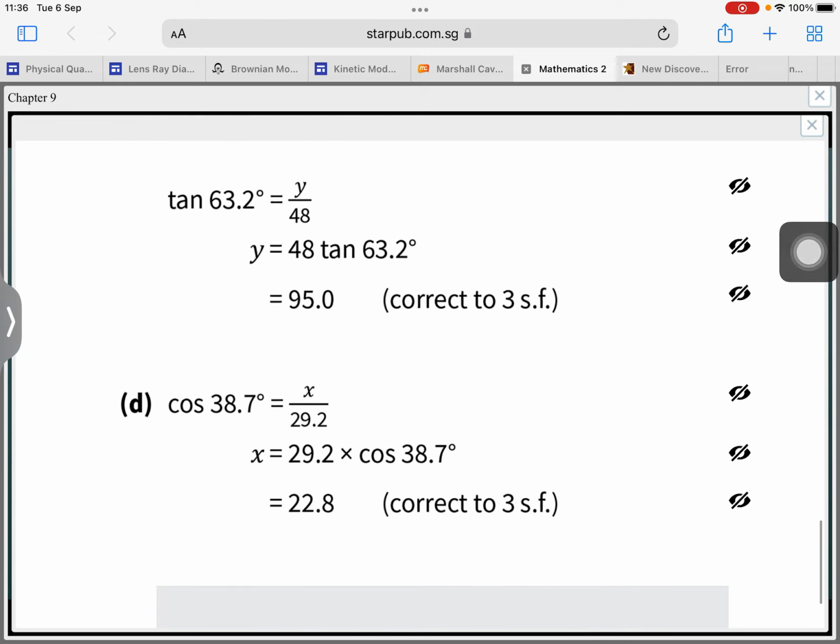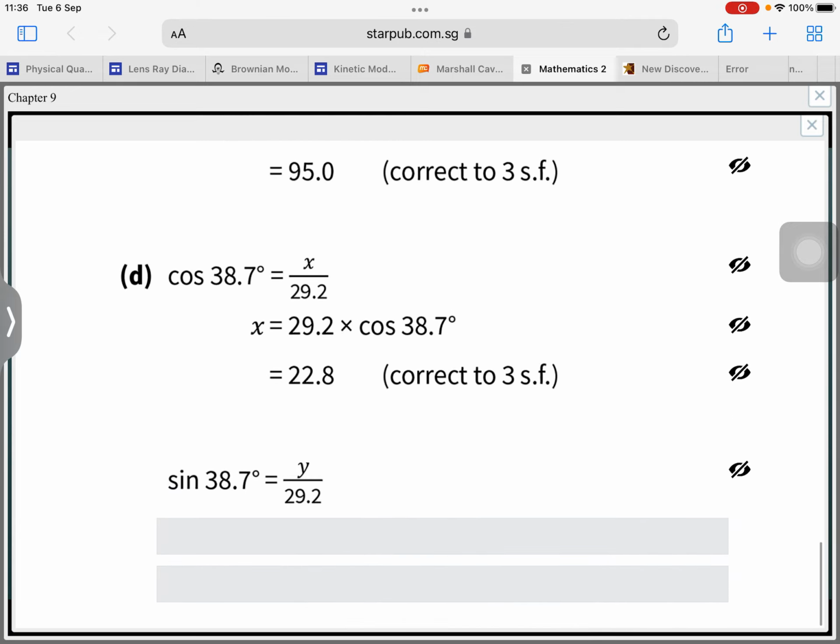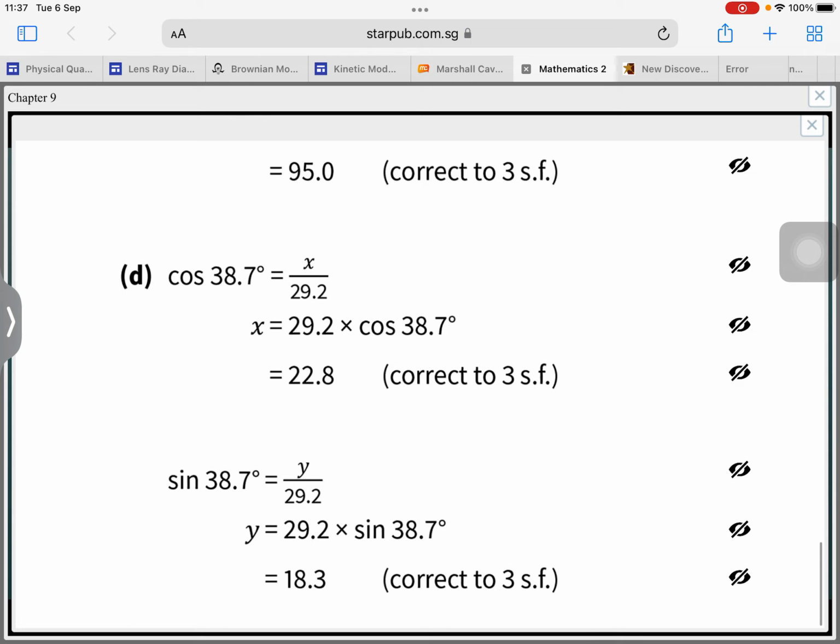Okay, so by now you should know how to apply all this. If you are still not sure, do look through what I just explained just now. Otherwise you can come and find me, so I can explain to you. So Y will just be 29.2 times sine 38.7 degrees. You should get 18.3 cm.